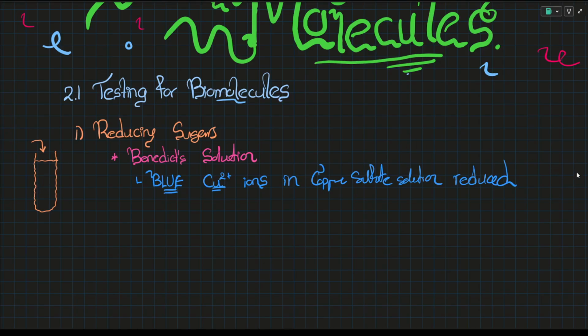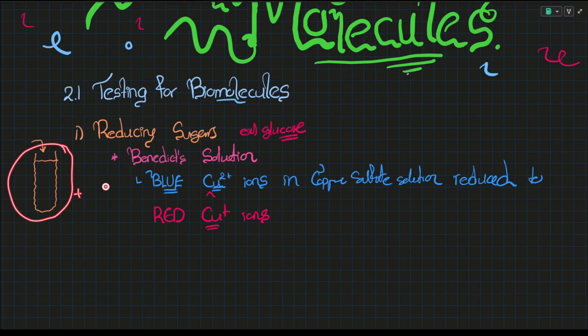Now, glucose, for example, is a reducing sugar. It's simply going to reduce the Cu2 plus to Cu1 plus ions. The color of Cu1 plus ions is going to be red. That's the underlying principle behind this. If you have a reducing sugar and then you add Benedict solution which contains Cu2 plus ions, which are blue, they are going to turn into a red color if they are reduced. For them to be reduced, you have to have a reducing sugar inside the test tube.